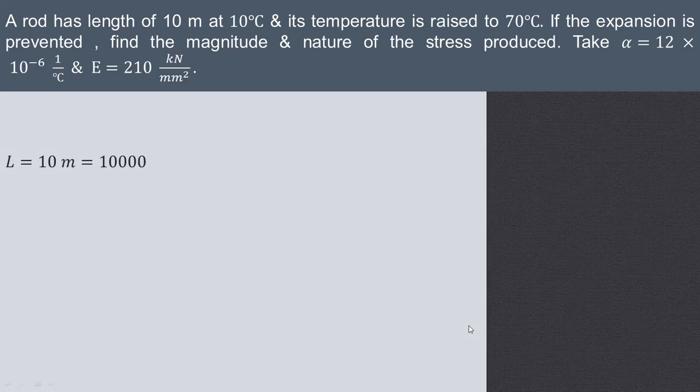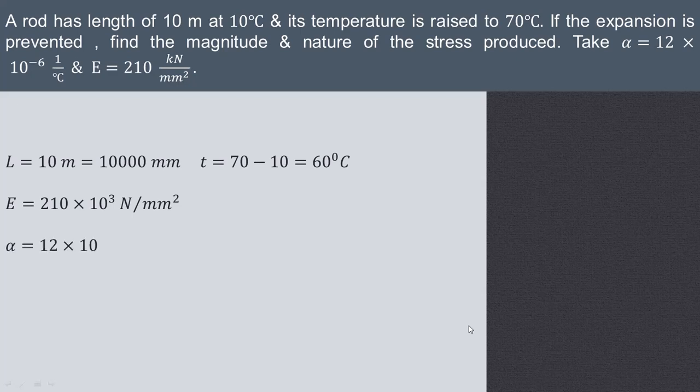Now length is 10 meter, that is 10,000 mm. Change in temperature is final temperature minus initial temperature, that is 60 degrees centigrade. Modulus of elasticity is 210 into 10 raised to 3 Newton per mm square because it is given as kilonewton per mm square. Alpha is 12 into 10 raised to minus 6 per degree centigrade.